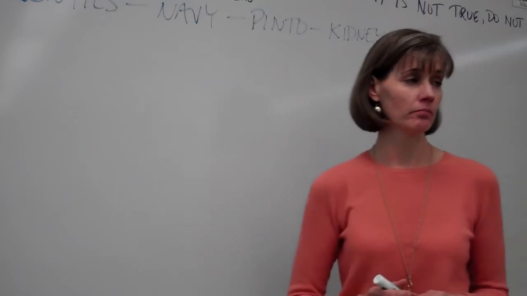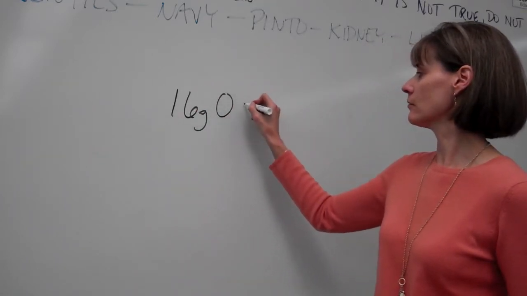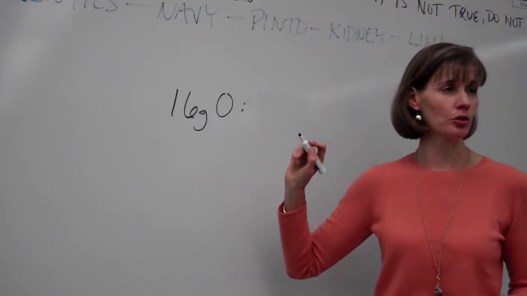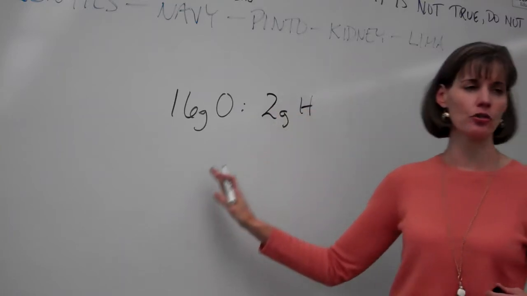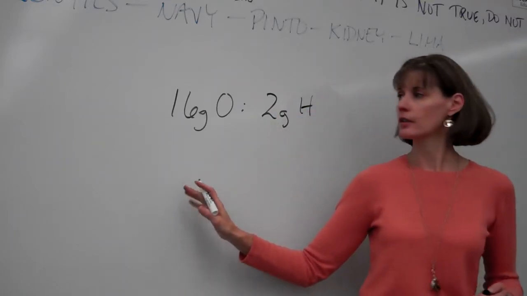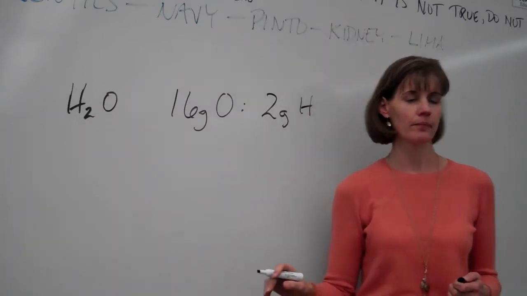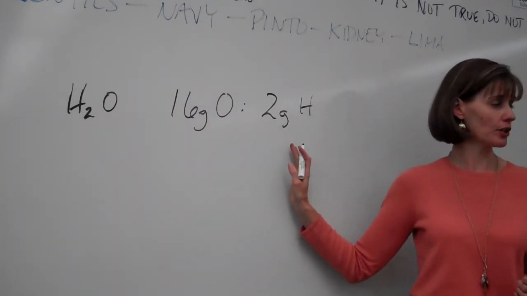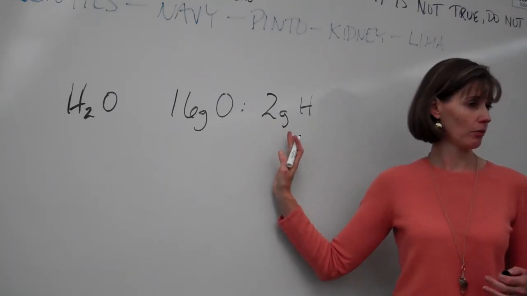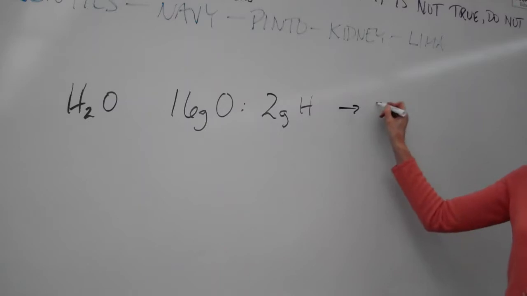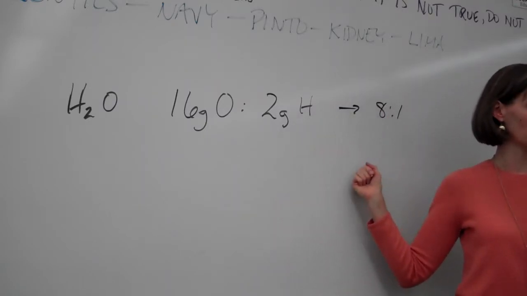In water, 16 grams of oxygen is proportional to or related to 2 grams of hydrogen. I've rounded those off for clarity's sake. This is in water. Okay? Oxygen to hydrogen ratio is 16 to 2, which would round down to what? Reduce down to 8 to 1. So there's 8 times more mass of oxygen than hydrogen.